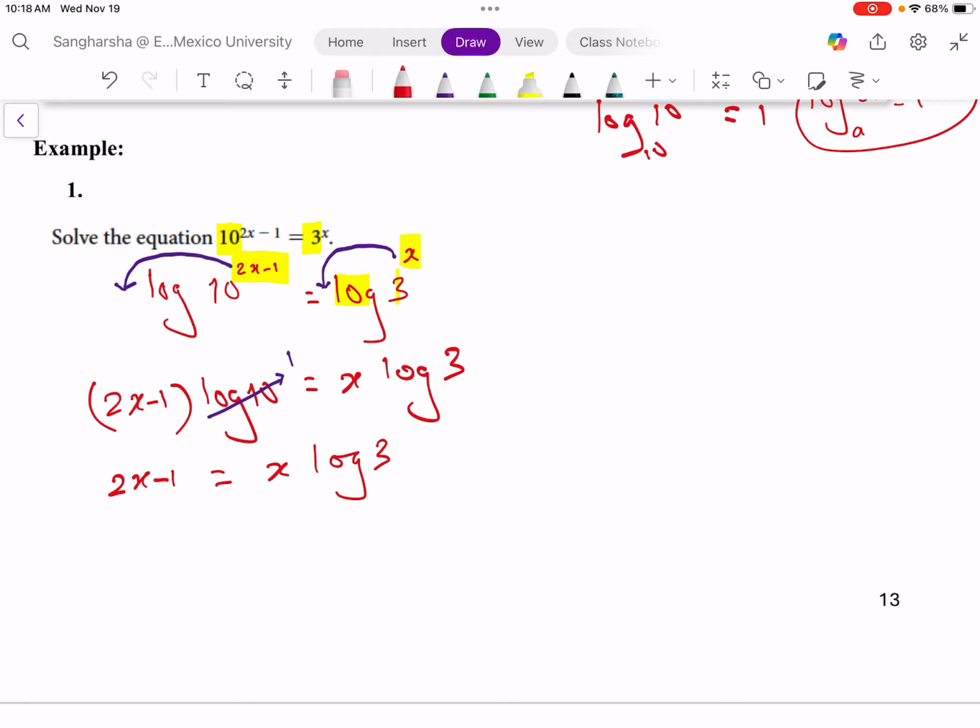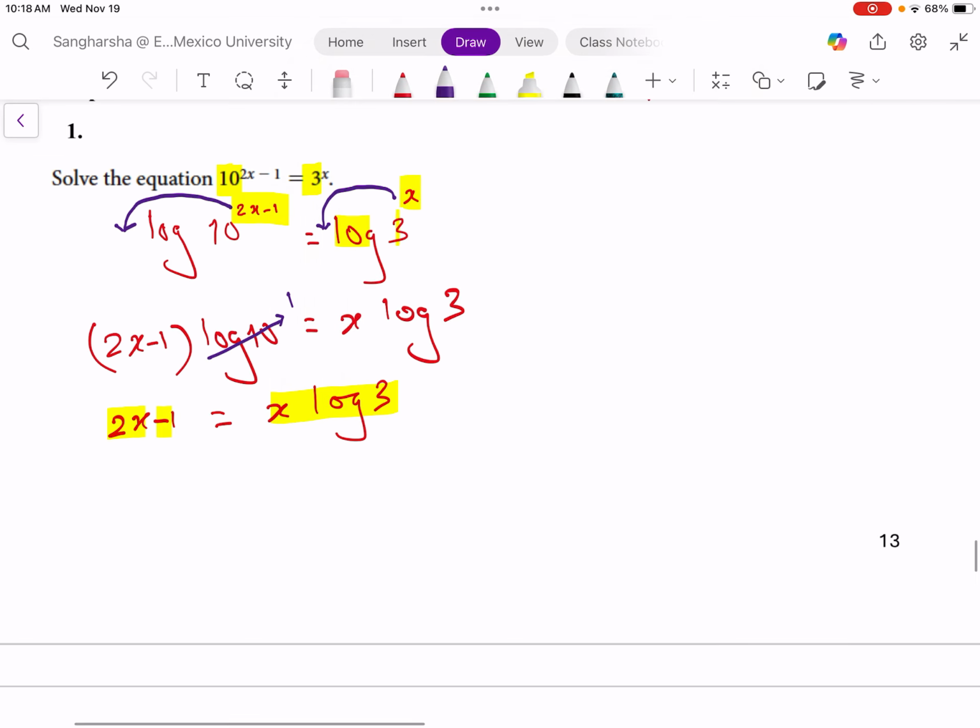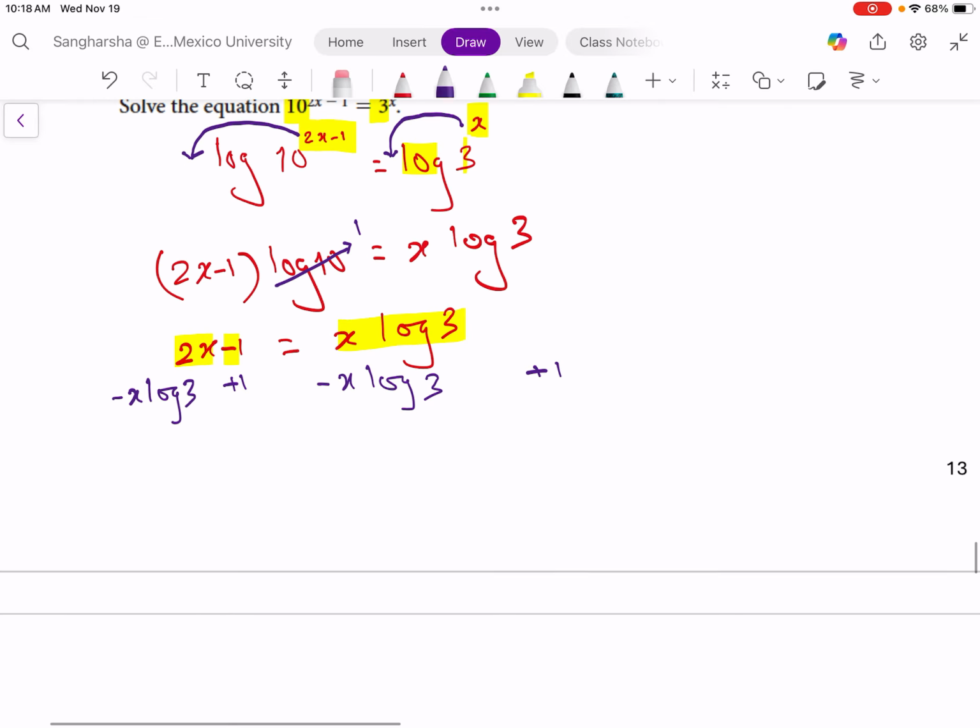Our target is solving for x. We want to know what is the value of x. Now how do we simplify this? So let's collect the terms with x together. And let's move our negative 1 to the other side. So let's add 1 on both sides and subtract x log 3 on both sides. We are trying to solve for x. Log of 10 equals 1. So this is 0, this is 0.